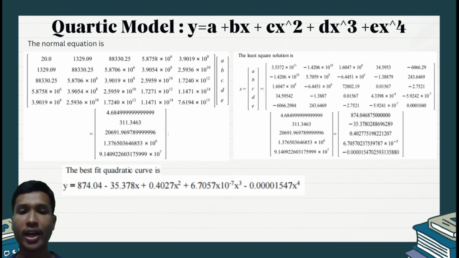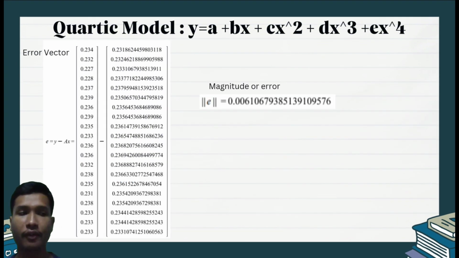Hence, the best fit quartic curve is y equals 874.04 minus 35.378x plus 0.40227x to the power of 2 plus 6.7057 times 10 to the power of minus 7 x to the power of 3 minus 0.00001547x to the power of 4. This is the error vector for the quartic model.